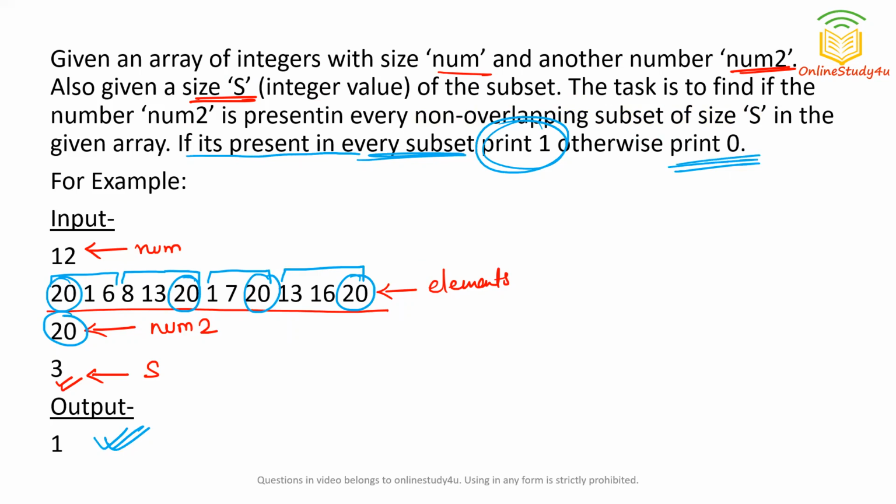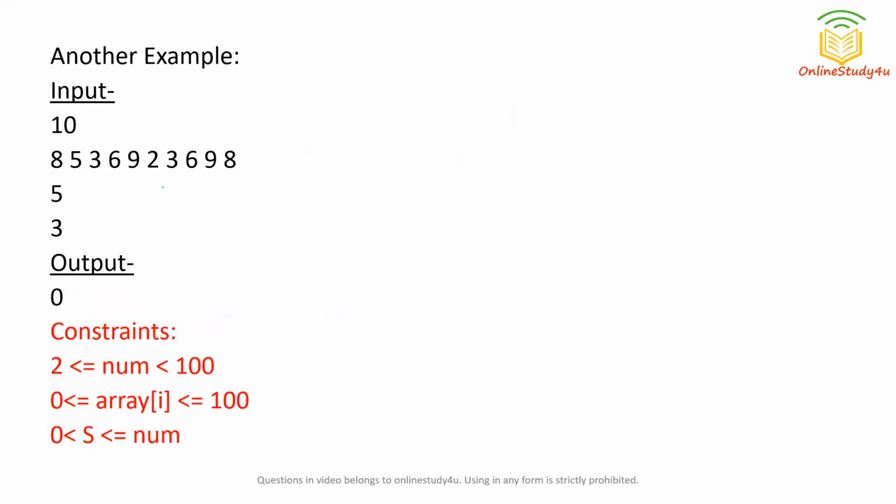Let us quickly see one more test case which was given in the question. This is another example. We have 10, that is the size of the array. Now we have the elements of the array. Next we have 5, which is the element to be searched in every subset. And the size of the subset is 3. Now let us divide this array into non-overlapping subsets of 3. This is one subset, this is one subset. Now, is 5 present in the first subset? Yes, it is present, but it is not present in the other subsets.